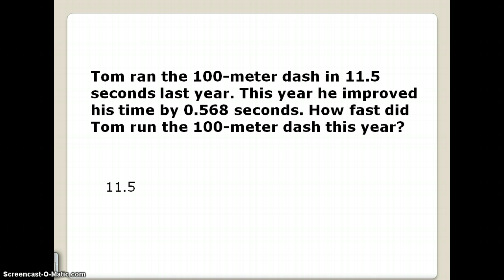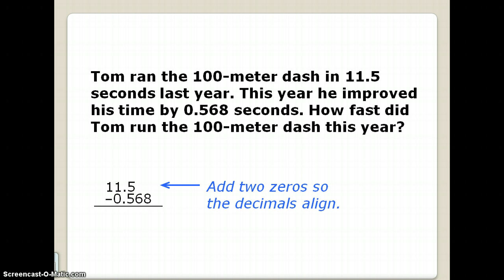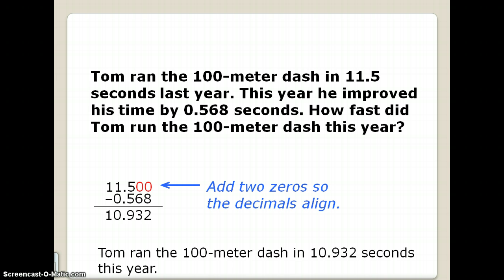What we know about time is that to be faster means that our time has decreased. So we're going to start with our 11.5 seconds and subtract. Notice that the 2 decimals are lined up vertically. In the places where we don't have any values, we have to add 0 so that we have something to take away from. After we borrow and subtract, we get 10 and 932 thousandths of a second. So that was Tom's time for the 100-meter dash.